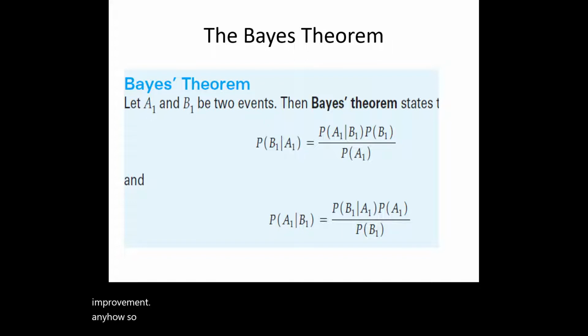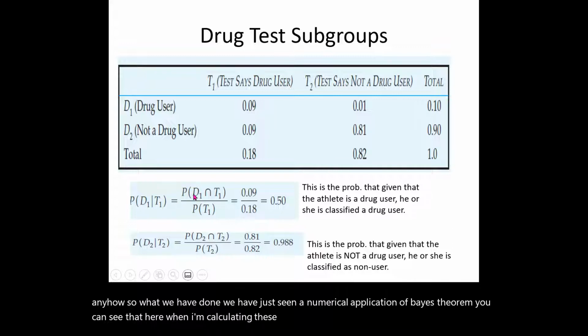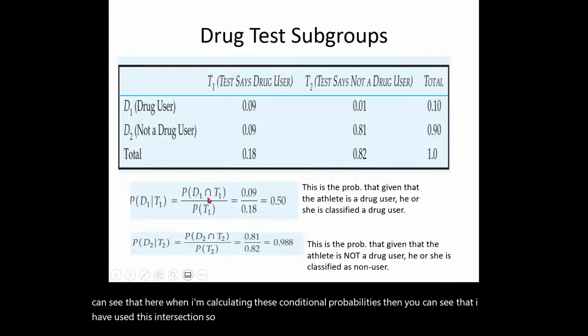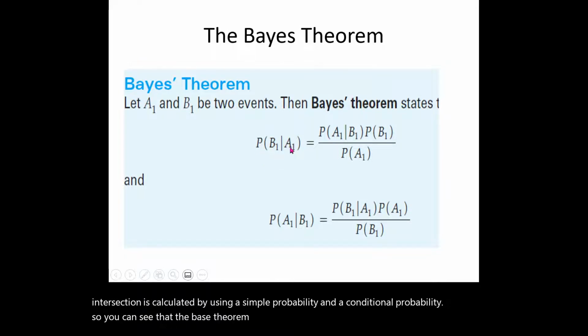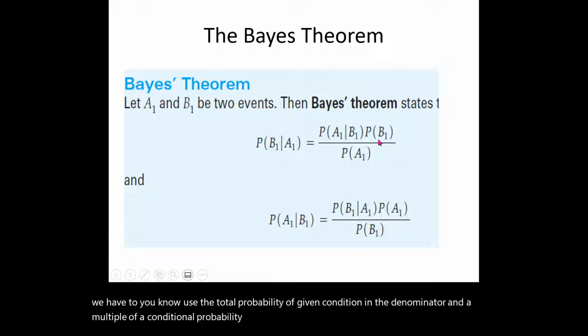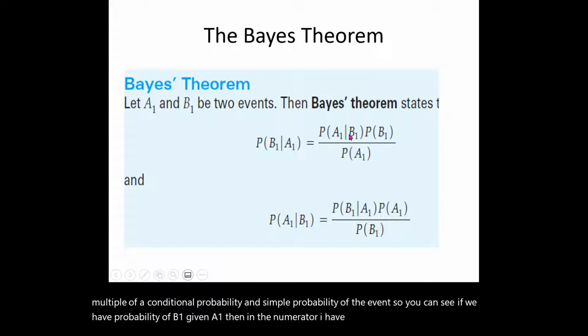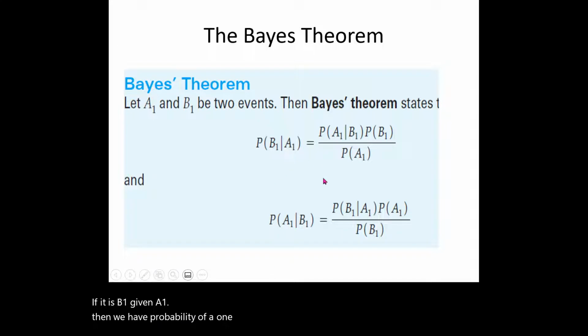Anyhow, so what we have done, we have just seen a numerical application of Bayes' theorem. You can see that here when I am calculating these conditional probabilities, I have used this intersection. So how is this intersection calculated? Refer back to this slide. The intersection is calculated by using a simple probability and a conditional probability. So you can see that the Bayes theorem says that if we have to calculate a conditional probability, we have to use the total probability of the given condition in the denominator and a multiple of a conditional probability and simple probability of the event. So if we have probability of B1 given A1, then in the numerator I have the product of the opposite type of conditional probability. If it is B1 given A1, then we have probability of A1 given B1. Similarly, I can restate or express the theorem in the form of A1 given B1.